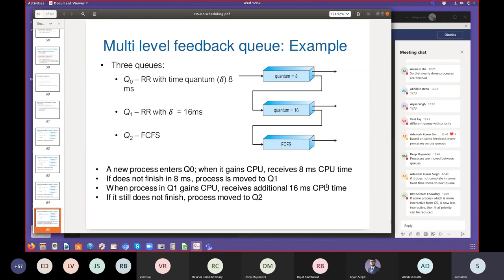So here is a sample. A new process enters Q0. When it gets the CPU, it gets 8 millisecond time. If it does not finish in 8 milliseconds, you move it down to Q1. Later at some point it will get 16 milliseconds CPU time. If it still does not complete, again the process moves further down to Q2 and so on.